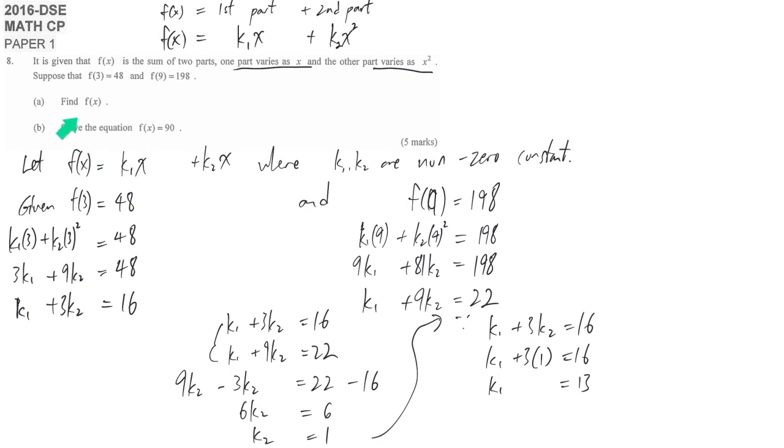So don't forget to answer the question. We are not interested in k1 and k2. We need to substitute them back to get f(x). Therefore, f(x) is equal to k1x, that means 13x, plus k2x squared, that means plus x squared. That's our answer for part A.